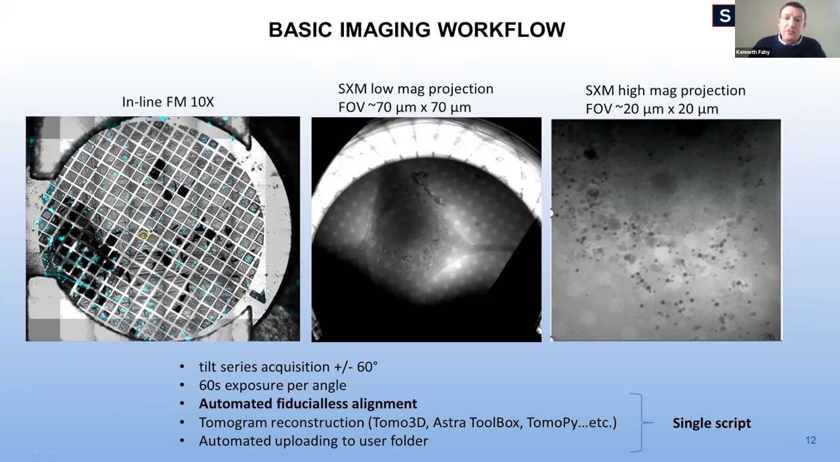So acquisition is done over plus or minus 60 degrees with about 60 seconds exposure per angle. We then employ a single script for alignment, reconstruction, and uploading of the data to a user folder on Dropbox currently. So within about an hour of data acquisition, the remote customer has the raw data and reconstructed volume associated with a given cell candidate.